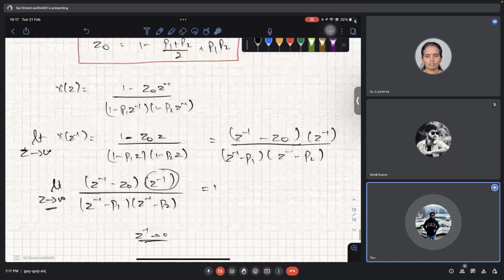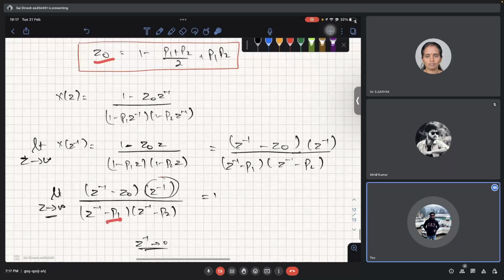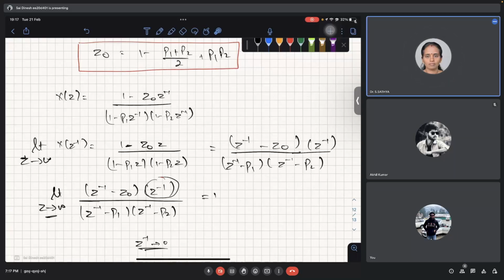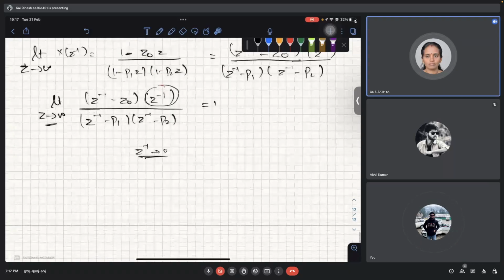So earlier we got z naught, now we got p1, now we got p2. So we have the X of z. Understood? Is it clear? Yes.